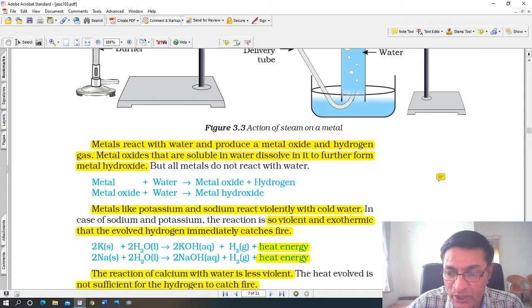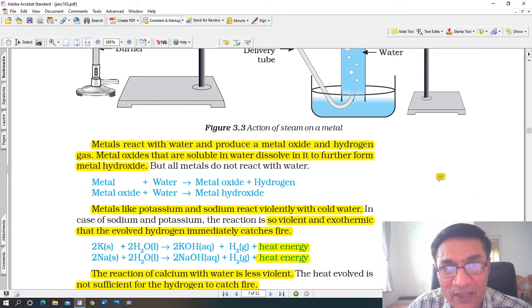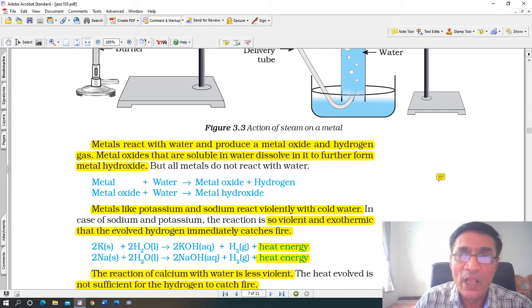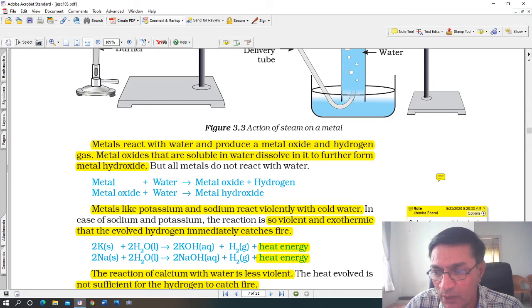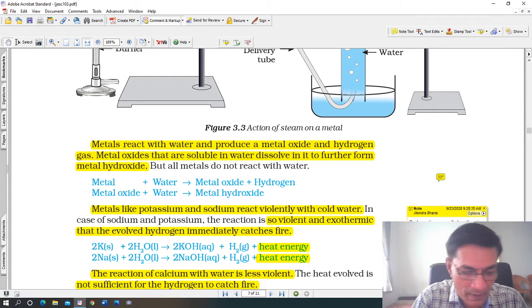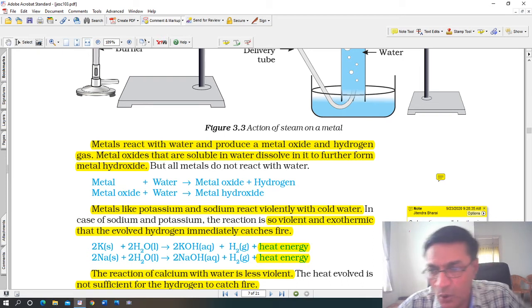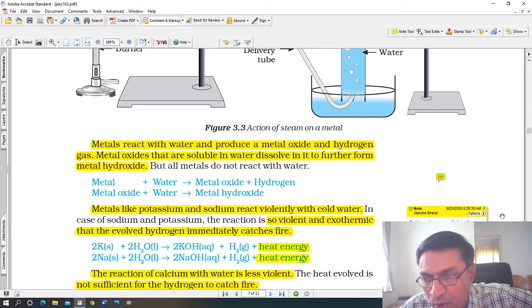Okay, I have written a question here. Such reactions are called exothermic reactions. Which reactions are called exothermic reactions? Reactions in which heat energy is liberated. Okay, reactions in which heat energy is liberated are called exothermic reactions. So reactions in which heat energy is liberated are called exothermic reactions.